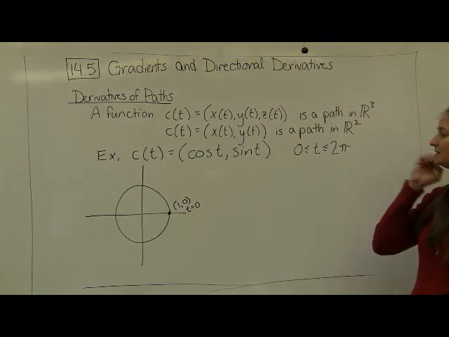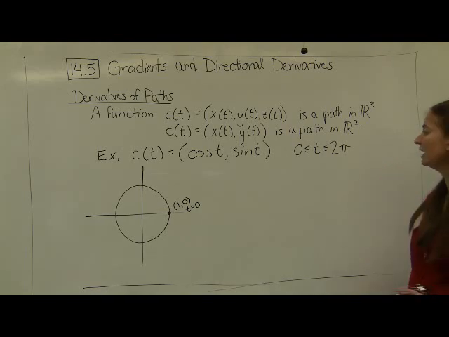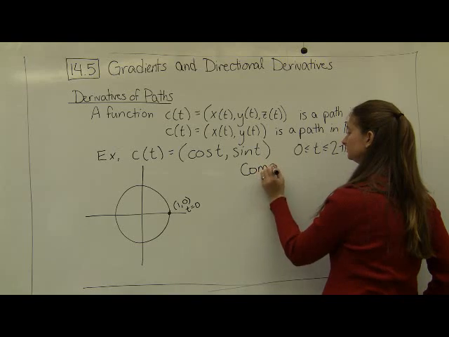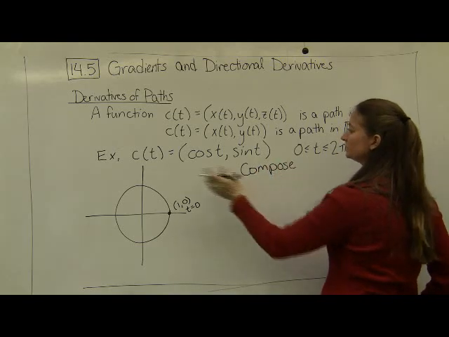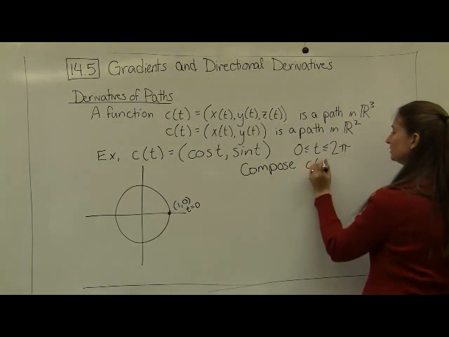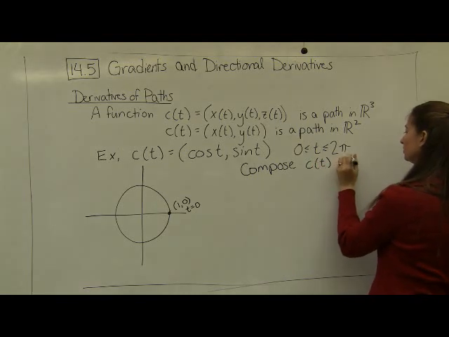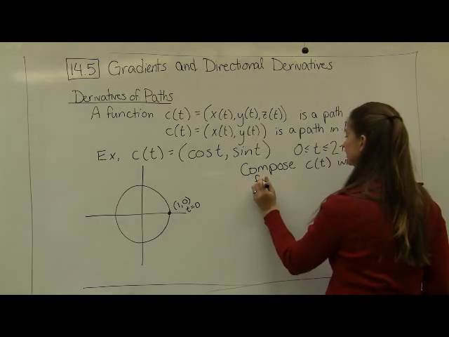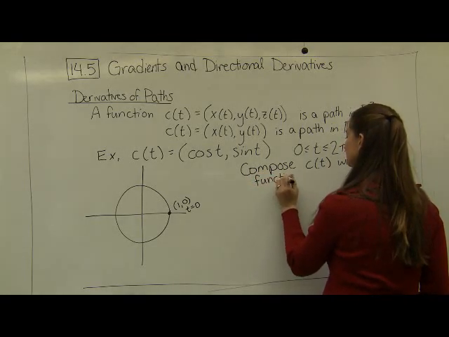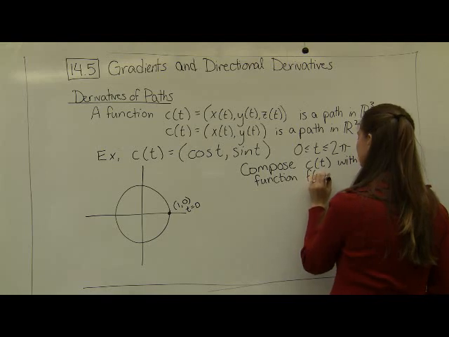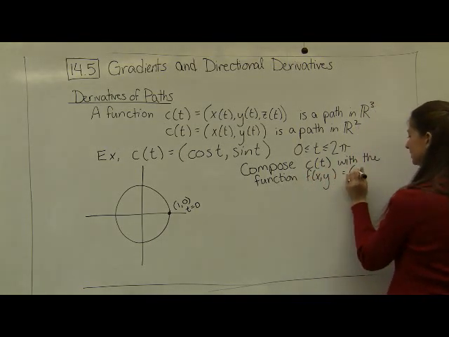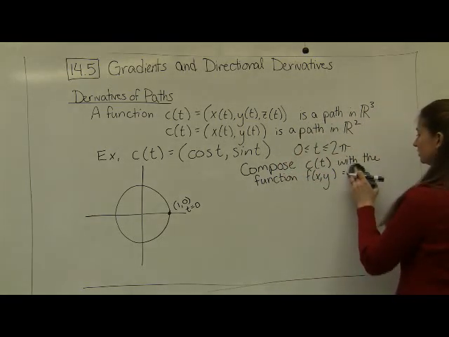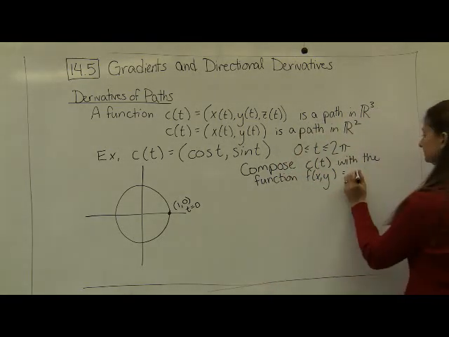When thinking about paths, this is where paths get interesting. You can compose paths with functions. So I'm going to compose this path, c of t, that we talked about right here, with the function that we talked about before when we were taking gradients. I'm going to look at the function f of x, y being given by x squared minus y squared.